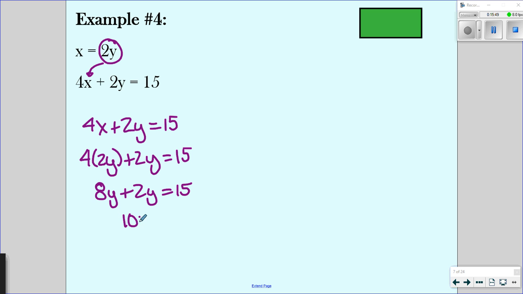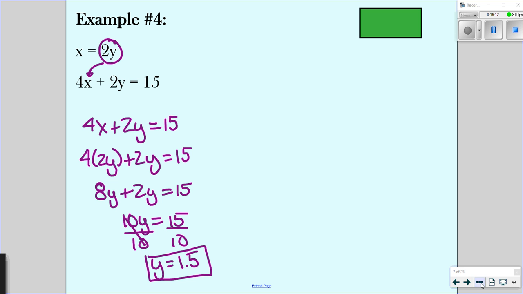And then I'm going to have 10y equals 15. Divide by 10 on both sides. And then y is going to equal, if I get my calculator, I can reduce it, but I want to get numbers, so it'll be 1.5. So use that as a decimal. So my y is 1.5.